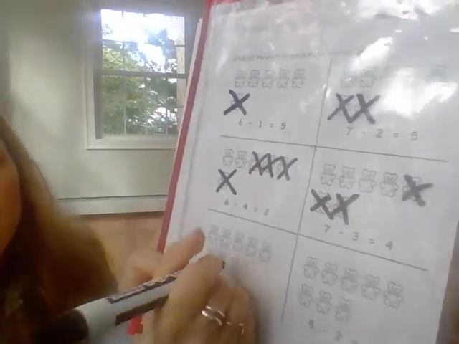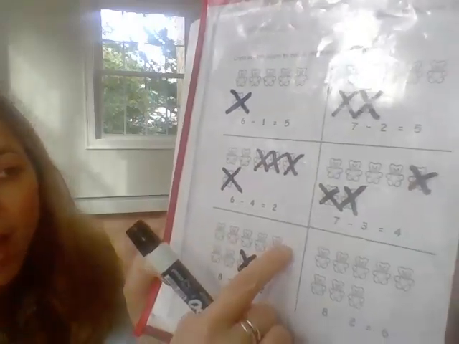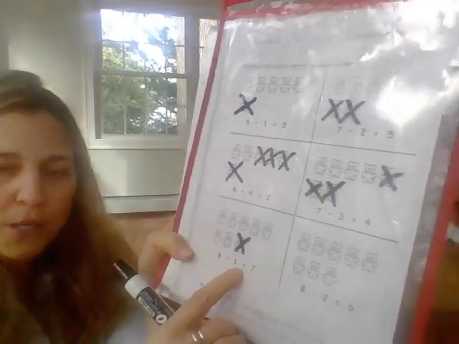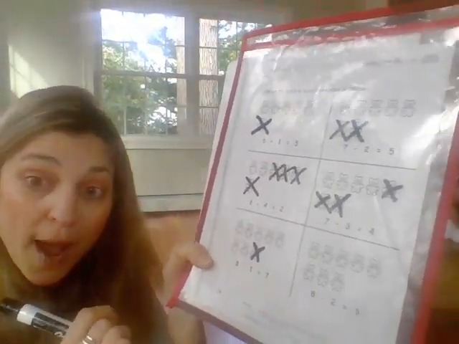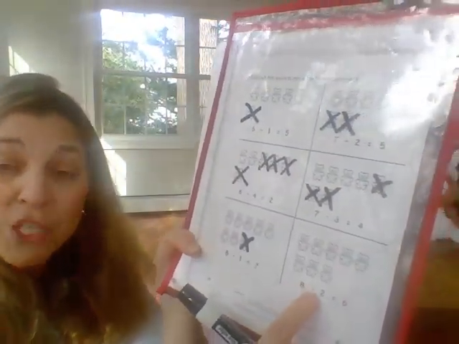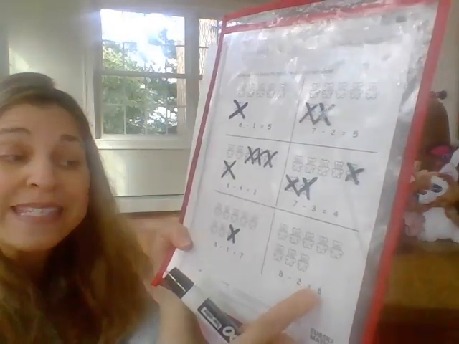Good job. Next one. This says 8 minus 1 equals 7. I'm only going to take 1 away, and I should have 7 left. Let's see. 5, 6, 7 is my answer. Say 8 minus 1 equals 7. Good job.